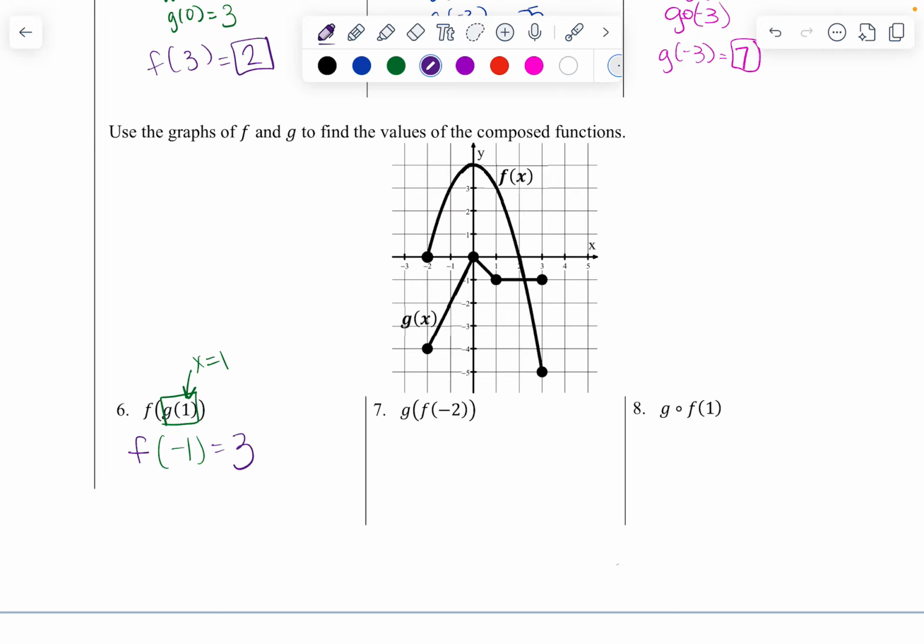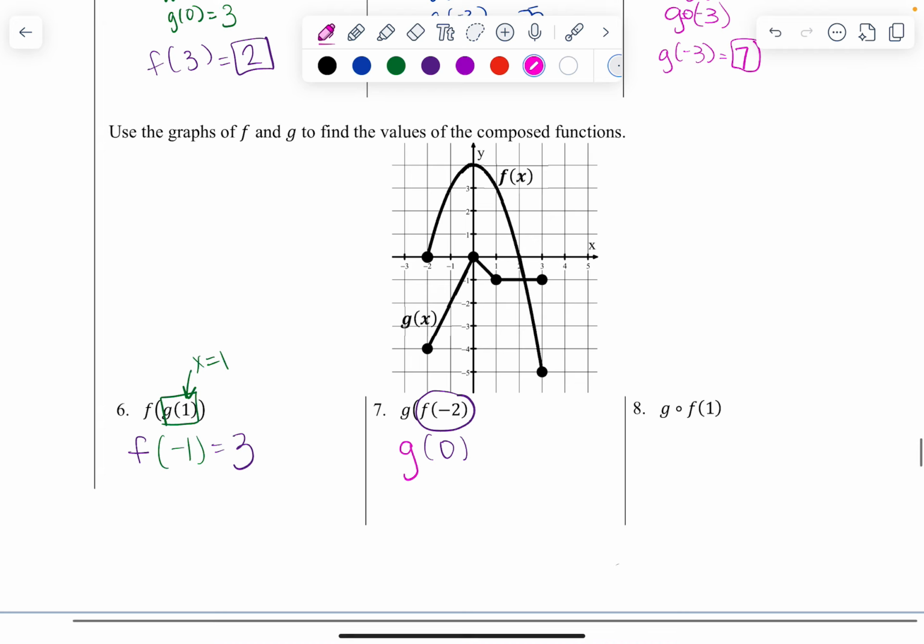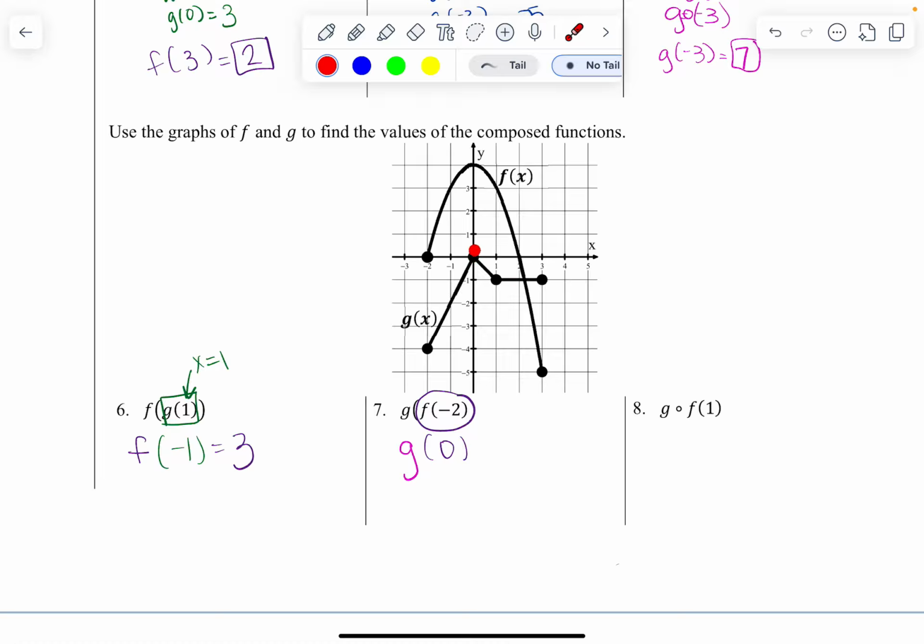Let's try the second one. Again, we're looking for f of negative 2. When x is negative 2, follow it to the f function that's already there. That's at y equals 0 for its output. Now we use that as the input for g of 0. When x is 0, what's g? Here's our g function. At 0, g is also 0. All right, go ahead and push pause and try this one on your own.